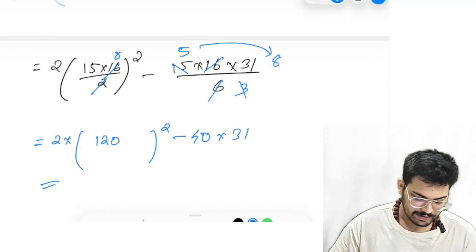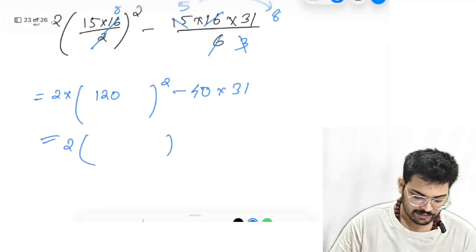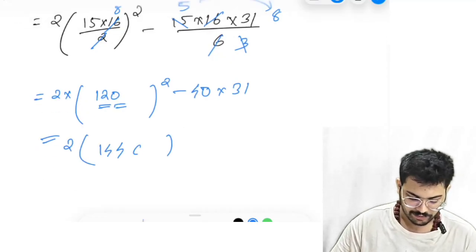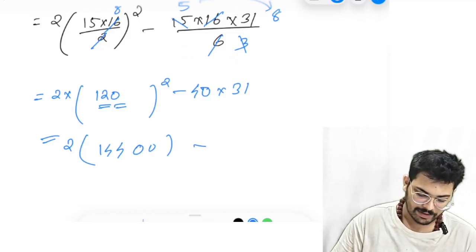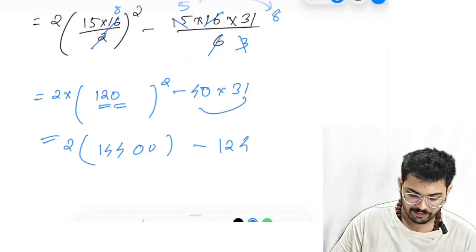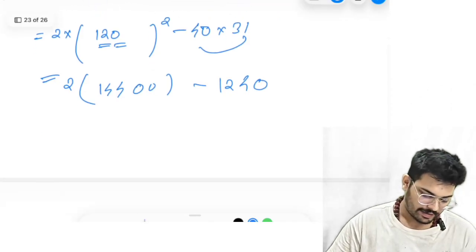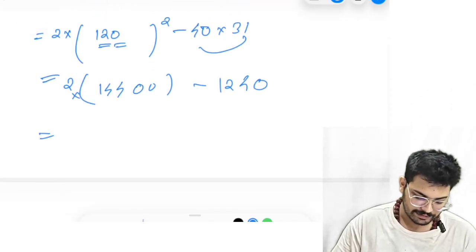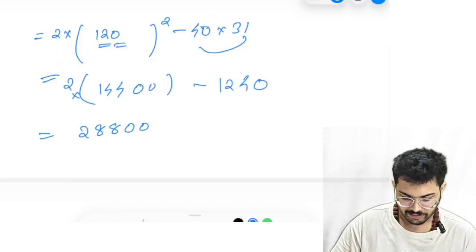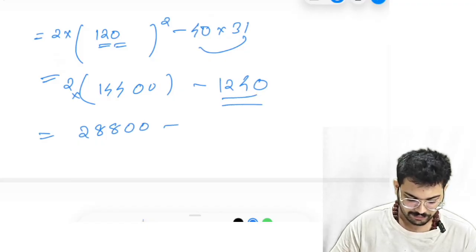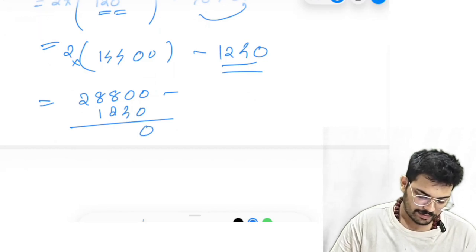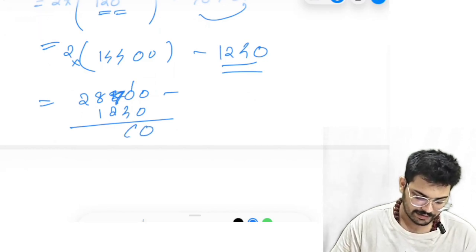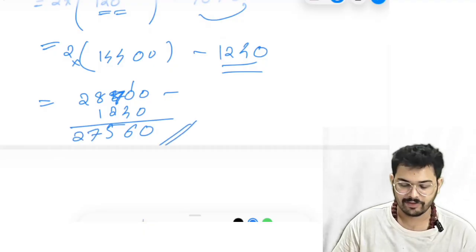Now we will solve this one. 12 square is 144, and with the 0, that is 120 square is 14400. Minus this, when you multiply, it will become 1240. Now when you multiply the 2 inside, it will be 28800 minus 1240. When you subtract, it will become 27560. So our final answer will be 27560.